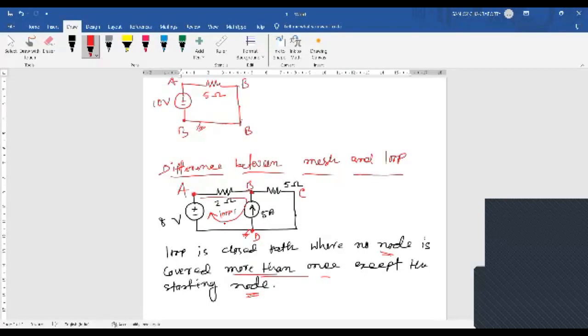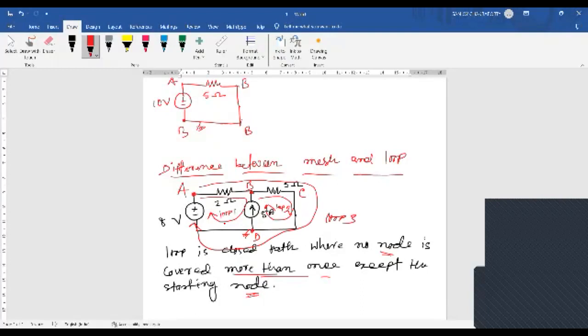Similarly, if I start from B, going through B, C along this path, this is another loop. So this is loop 2. And if I start from A, B, C, and D, this is again a loop. So there are three loops.